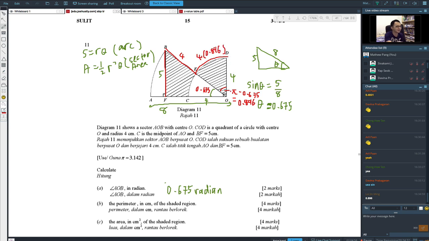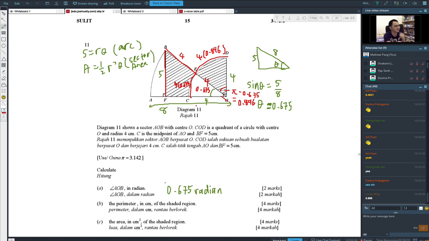This arc length is r theta also, so it's 4 multiplied by 0.675. Okay, it's very messy, but as long as you can understand, then you should be able to find it. Then I will need to find FC. FC is something you need to know how to find.